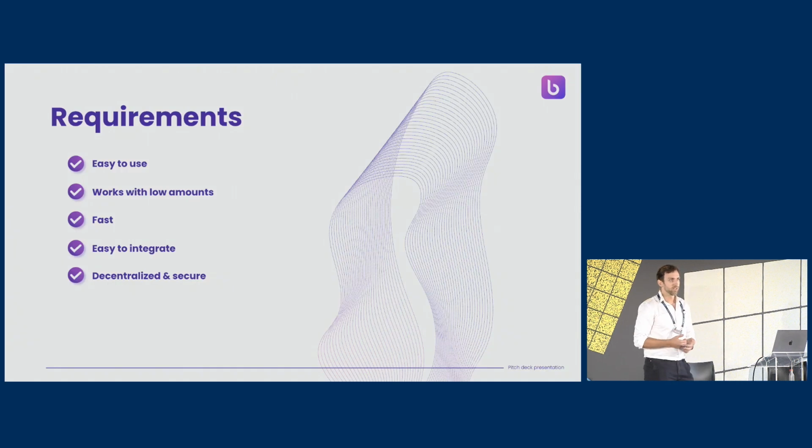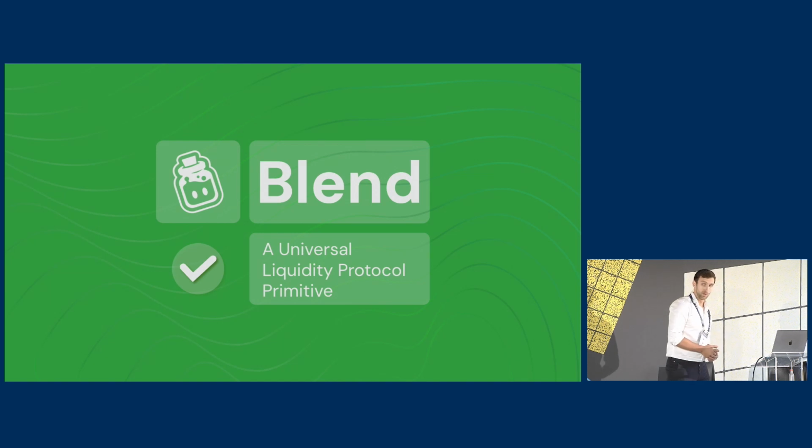That got us thinking a little bit about what the requirements were. It needed to be easy to use. It needs to work with low volumes as well. It needs to be fast. It needs to be easy to integrate with, and it needs to be decentralized and secure. If you put that all together, we found out that integrating with a party like Blend would be the way to go. So maybe Alex, you can tell a little bit more about Blend.